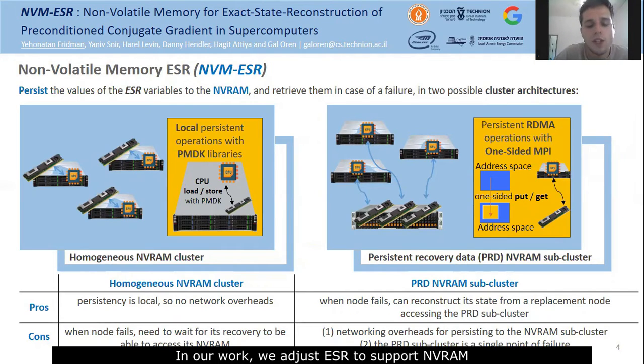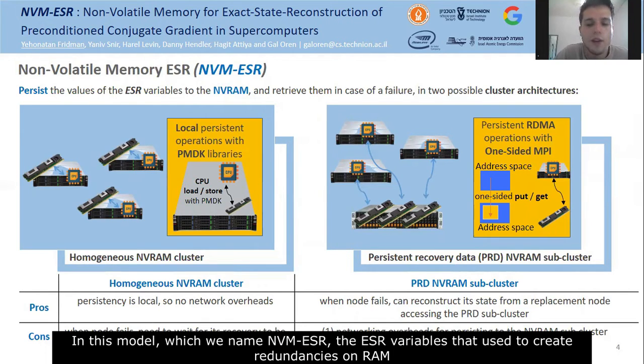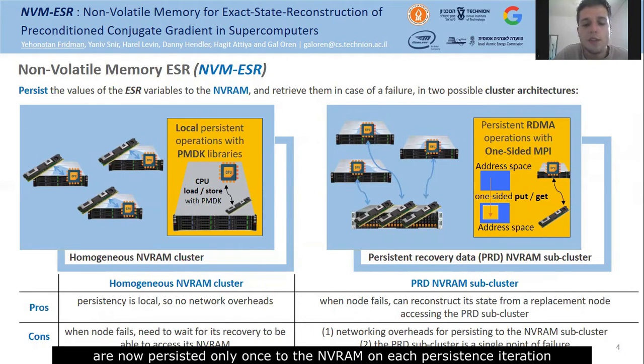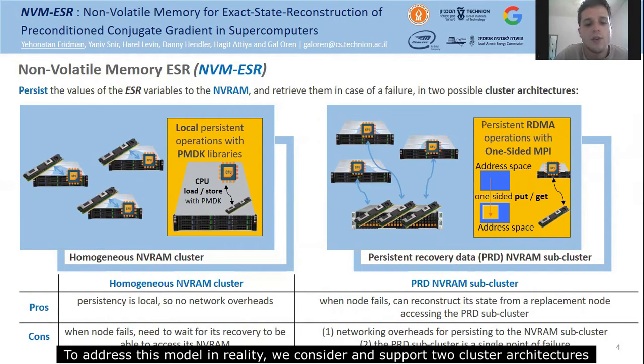In our work, we adjust ESR to support NVRAM. In this model, which we name NVM-ESR, the ESR variables that used to create redundancies on RAM are now persisted only once to the NVRAM on each persistence iteration. To address this model in reality, we consider and support two cluster architectures.